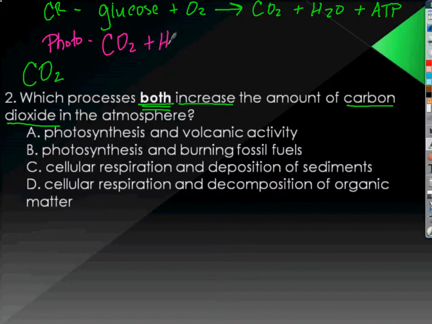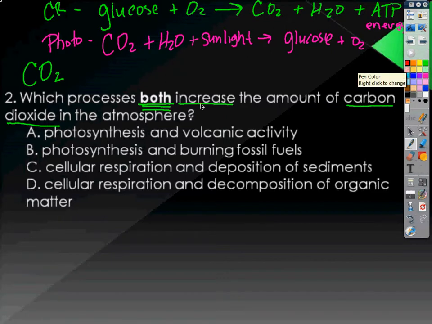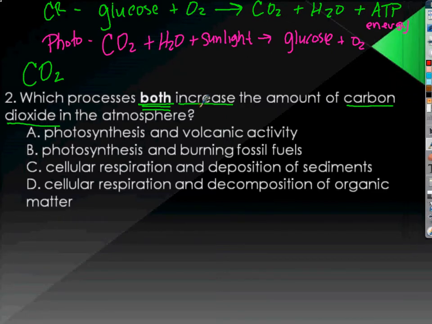CO2 plus water, but instead of ATP, which is energy, we're going to use sunlight. Yields glucose and oxygen. So if we can remember these equations for photosynthesis and cellular respiration, that's going to be a key to doing well on these tests. Because if we look, it says increases the amount. And so we're looking for something that's going to increase or create carbon dioxide.